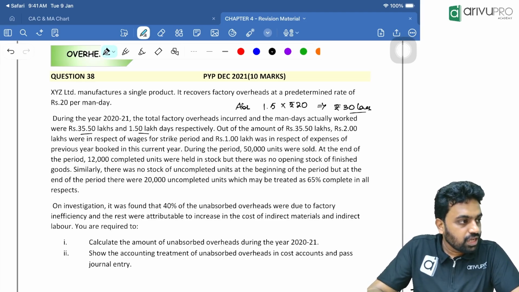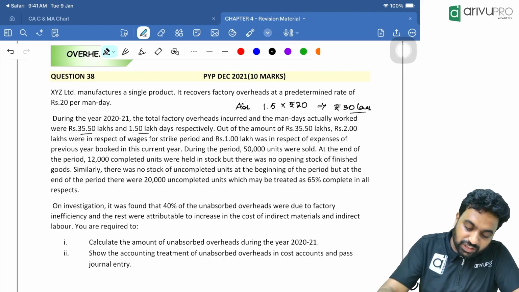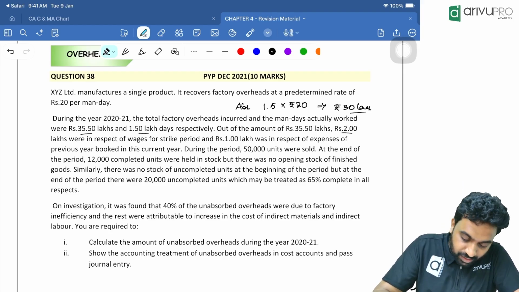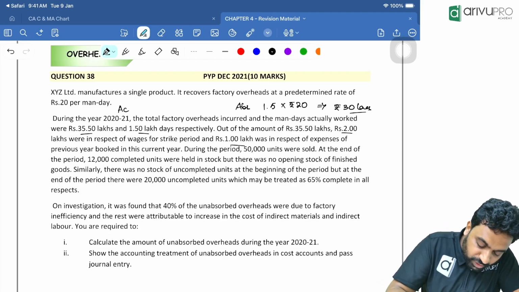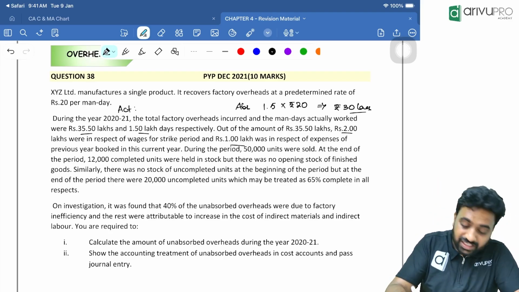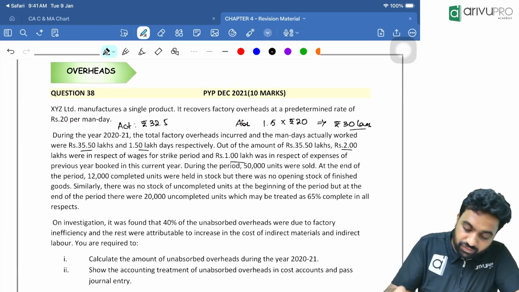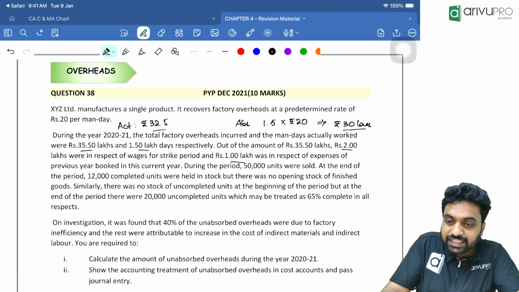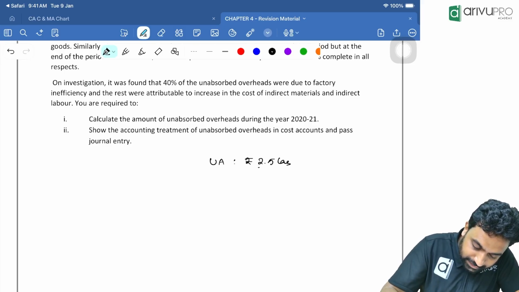Correct, no? Now, out of the amount of 35.5, that is actual overhead, 2 lakhs was due to strike period, abnormal. 1 lakh was due to expense of previous year booked. That means 3 lakh is abnormal. So, for the computation, actual overhead to be considered is 35.5 minus 3, 32.5. Whereas your absorbed overhead is 30. That means your under absorption is 2.5 lakhs. Is that clear?